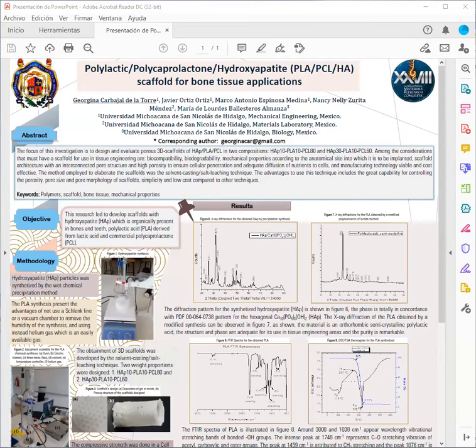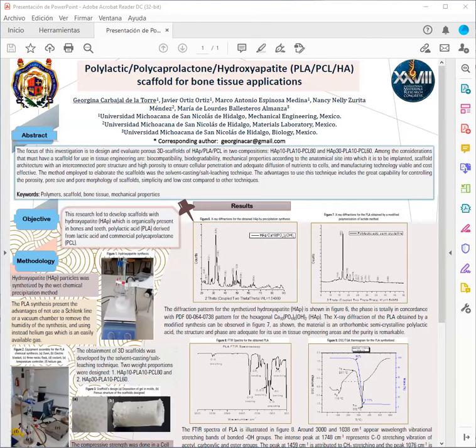Good afternoon. Well, this is my poster. I'm going to talk to you about the design of scaffolds for bone tissue applications. These scaffolds are composed of polylactic acid, polycaprolactone, and hydroxyapatite. Well, thank you for listening.